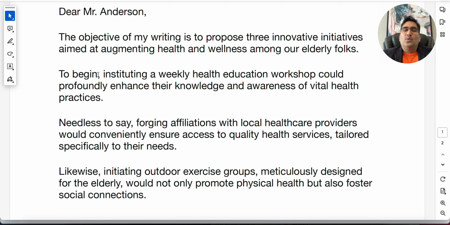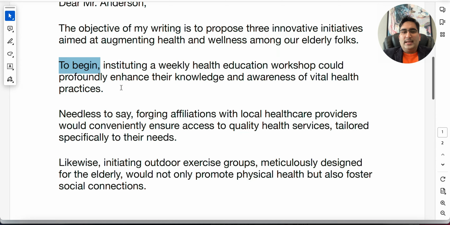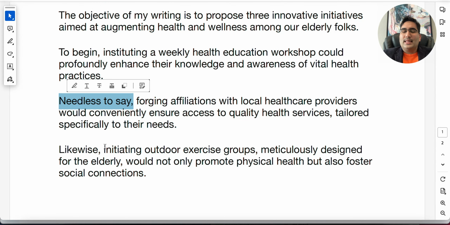Let's see a few more things that will help in the lexical resource or the range of sentences or expressions, and that is the way the connectors are used. This also, by the way, helps you in the marks for structure because the flow is beautifully done here. To begin is the first connector. Needless to say is the next. Likewise. Now, here's the importance. First of all, each paragraph has a starting. You have a purpose behind each paragraph. The flow builds really nicely.